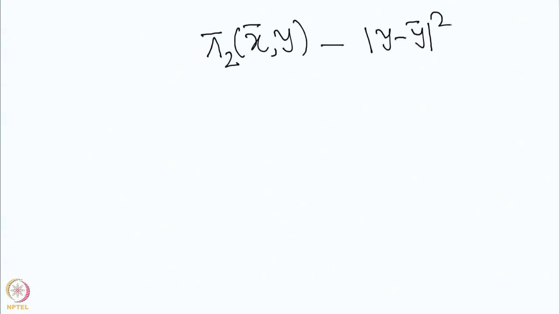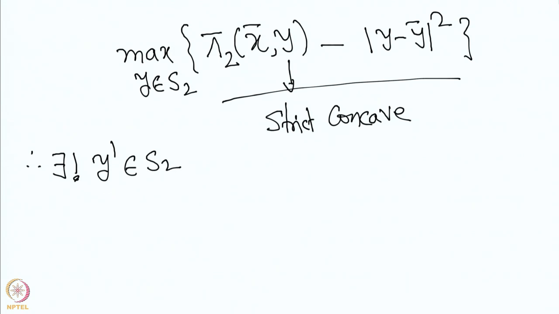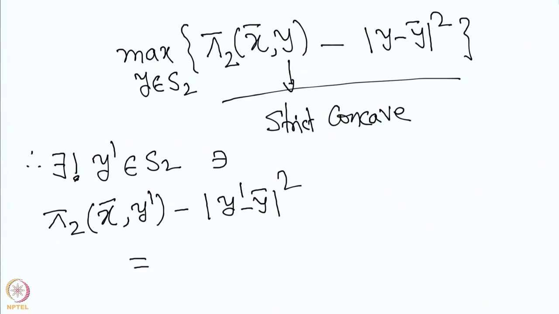Next, I will similarly look at pi 2 of x bar comma y minus mod y minus y bar square, and I look at maximizing over y in S2 of this. Once again, in y, the function pi 2 is concave and mod y minus y bar square is convex and minus of it is concave. So, therefore, this is a concave function, and minus mod y minus y bar square makes it strict. Therefore, this is a strictly concave function. Therefore, there exists a unique y prime in S2 such that pi 2 of x bar comma y prime minus mod y prime minus y bar square is nothing but the max over y in S2 of this quantity, whatever is written there.